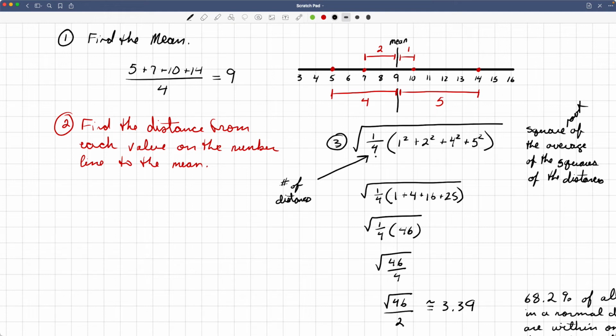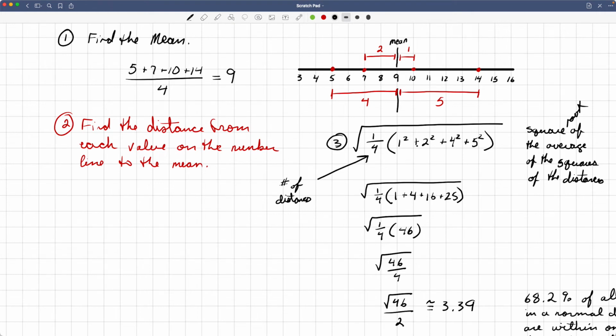So that's the number of distances, because what you do is you're going to use the average, right? The average is dividing by 4, right? Because you have four numbers. So 1/4 of this is going to give you the average of the squares of the distances, and then you take the square root of that.